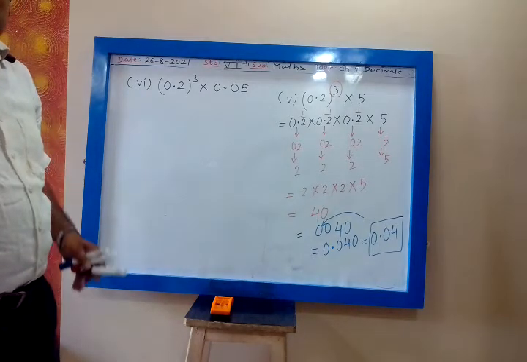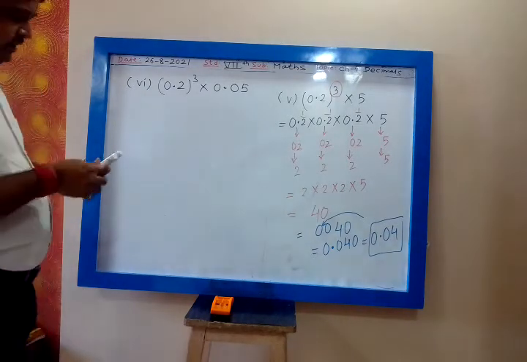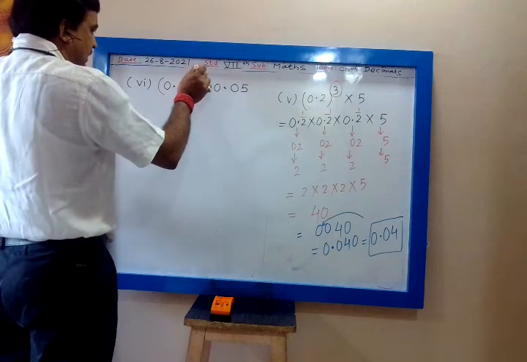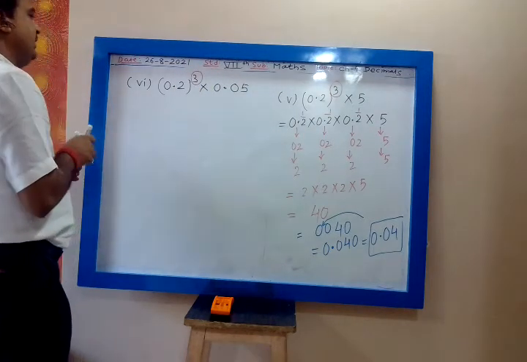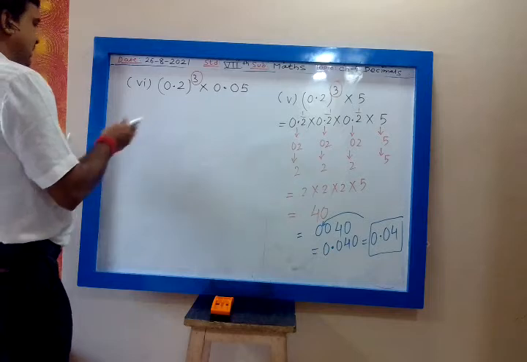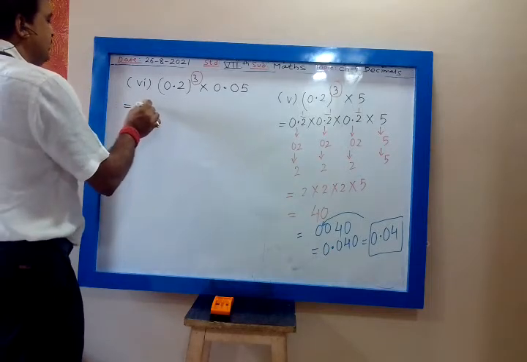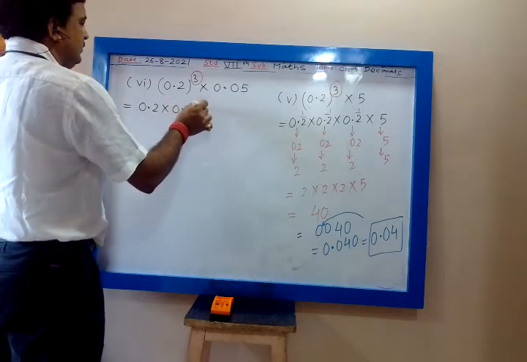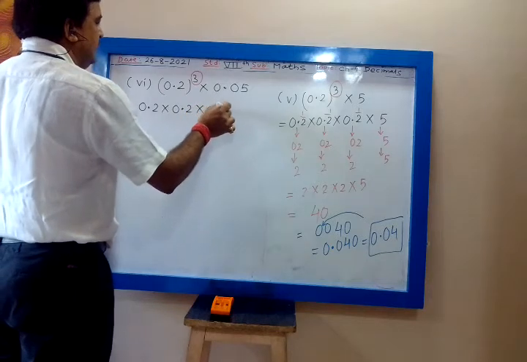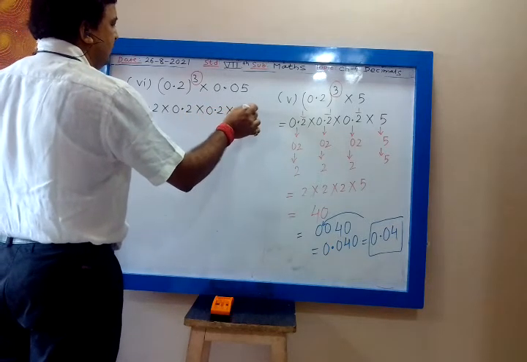0.02 raised to 3. Okay. This power is 3. So multiply this 0.2 three times: 0.2 into 0.2 into 0.2 into 0.05.